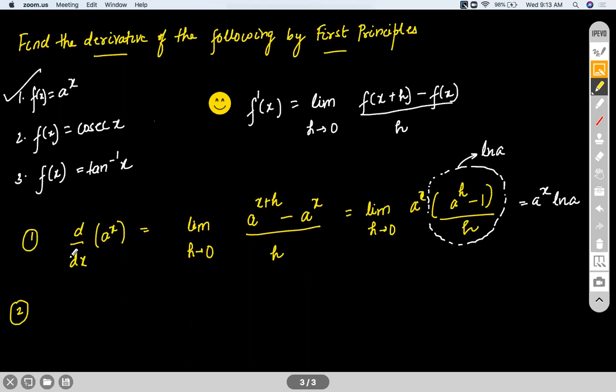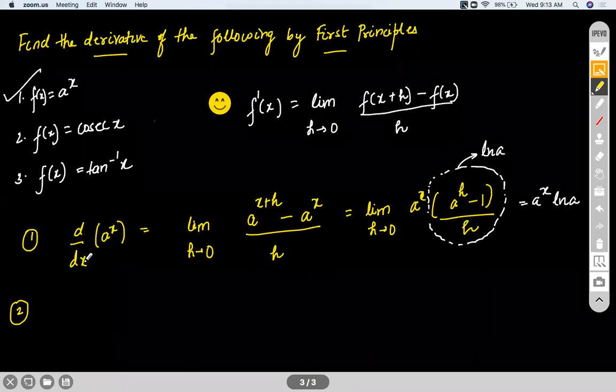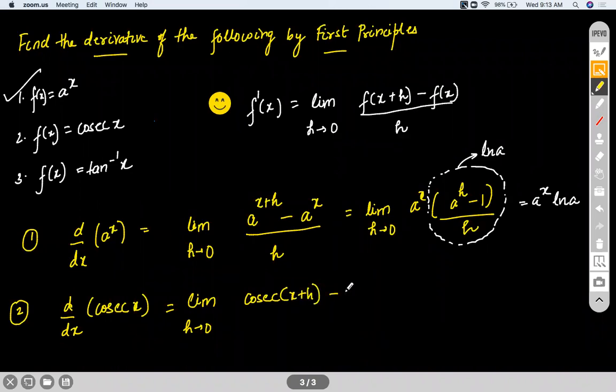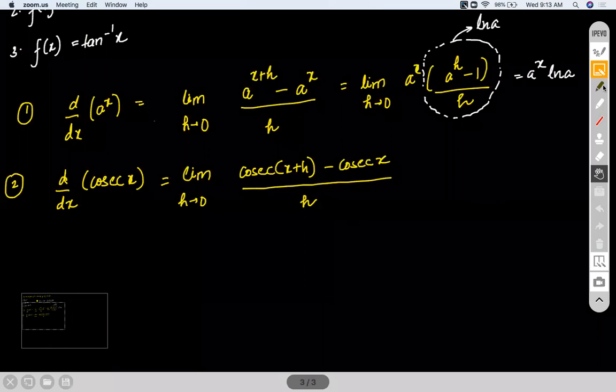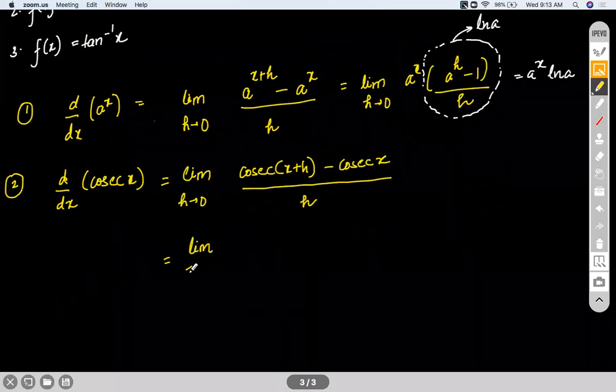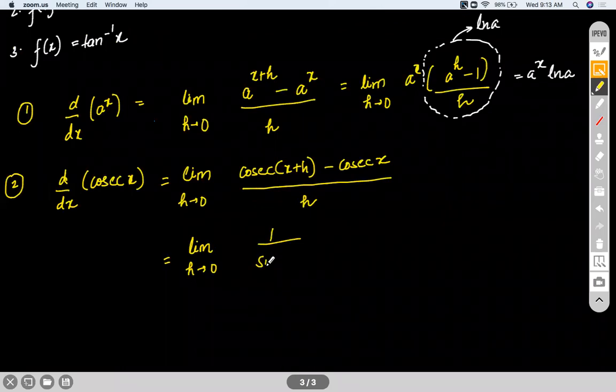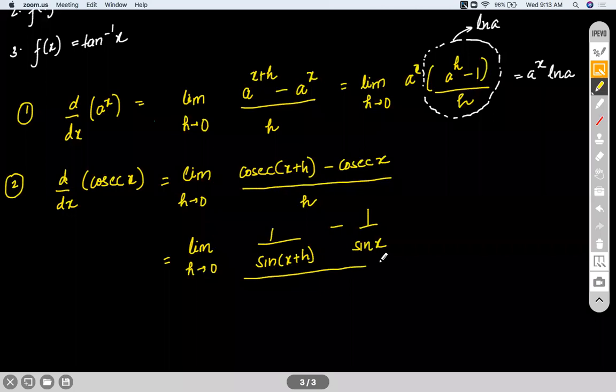Sir, is there a formula for cosec x plus h? No, you have to convert it in terms of sine. Sine x plus h. Like this, you have to do. From here, you can proceed.